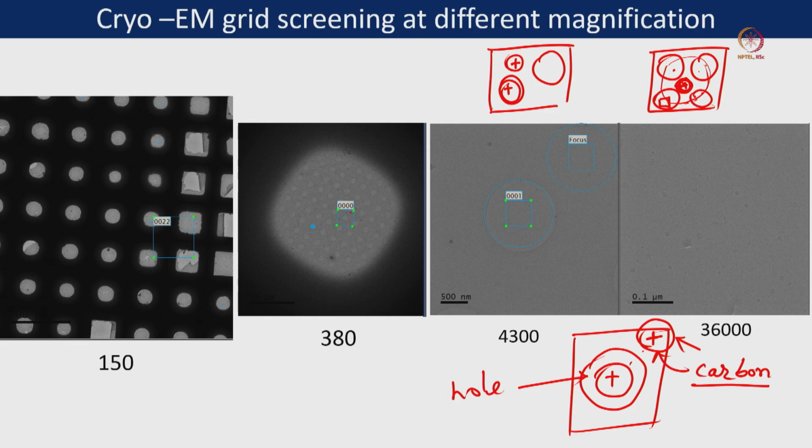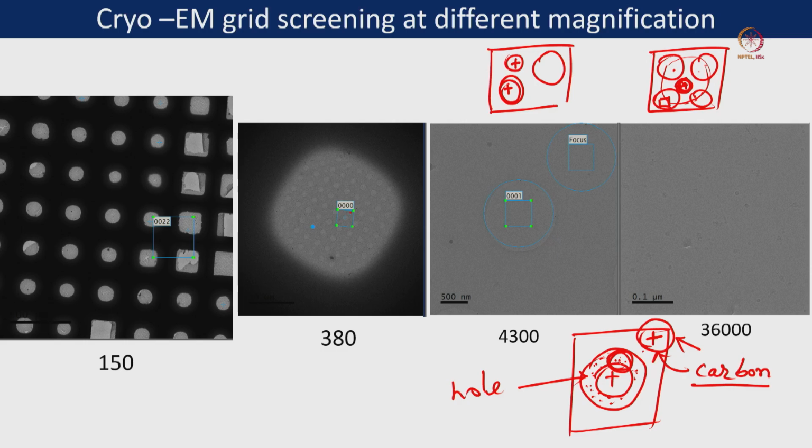What is wrong if we just do the focusing somewhere here and then image immediately there? Whenever you do the focusing, you need some time to focus, and here you have the amorphous ice only. During your focus, the electrons have a lot of energy, and that is going to damage your amorphous ice, and your ice will start melting. There will be a thermal drift, and your sample will be beam damaged, because electrons have a lot of energy and can damage the biological sample, which we already discussed.